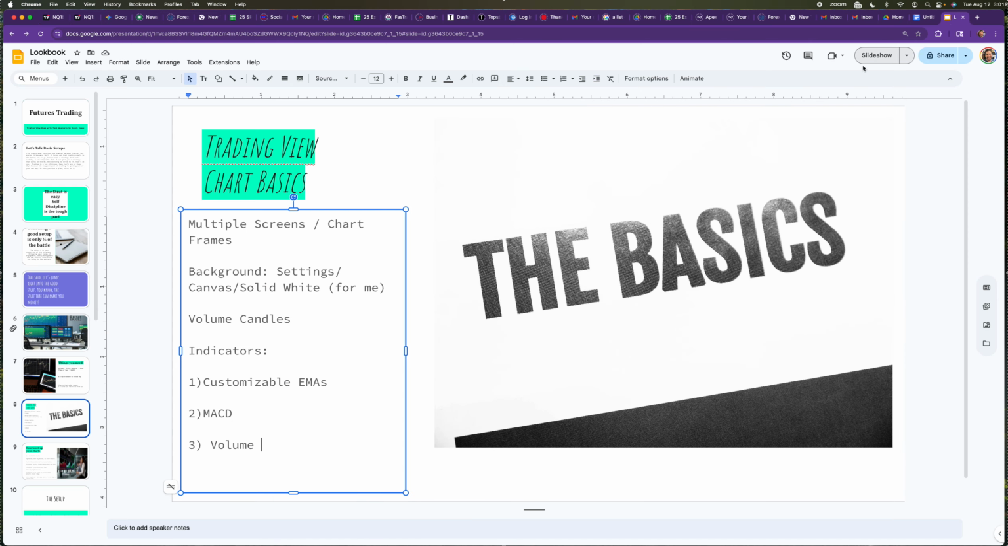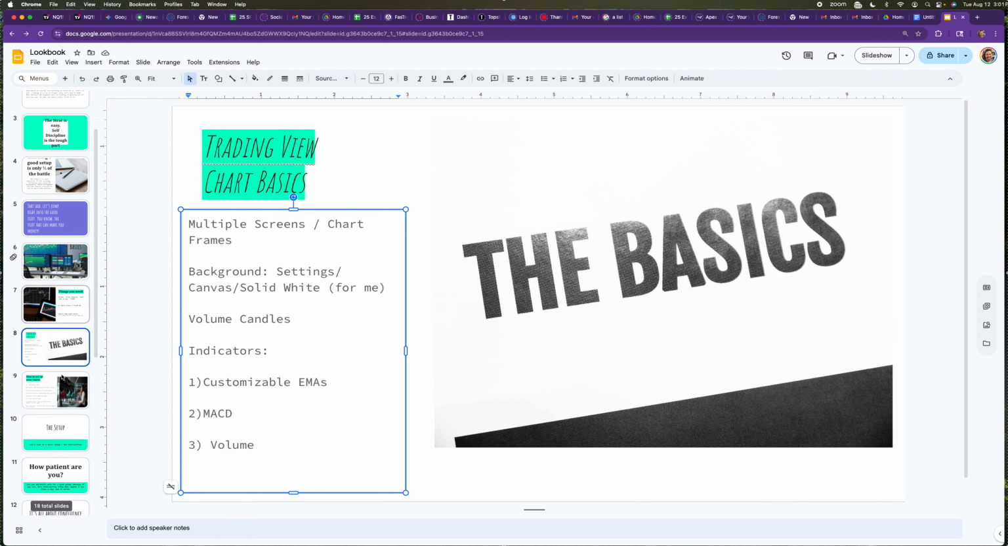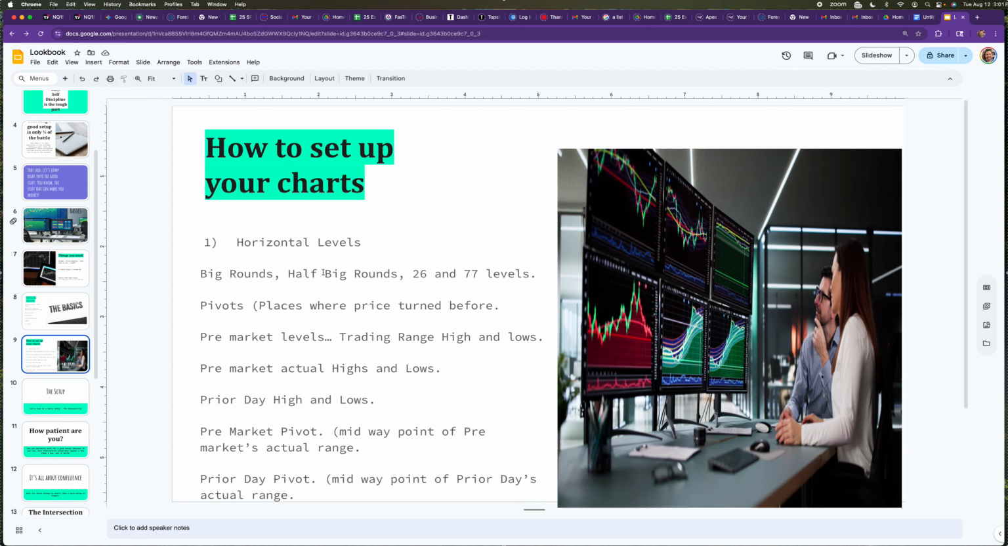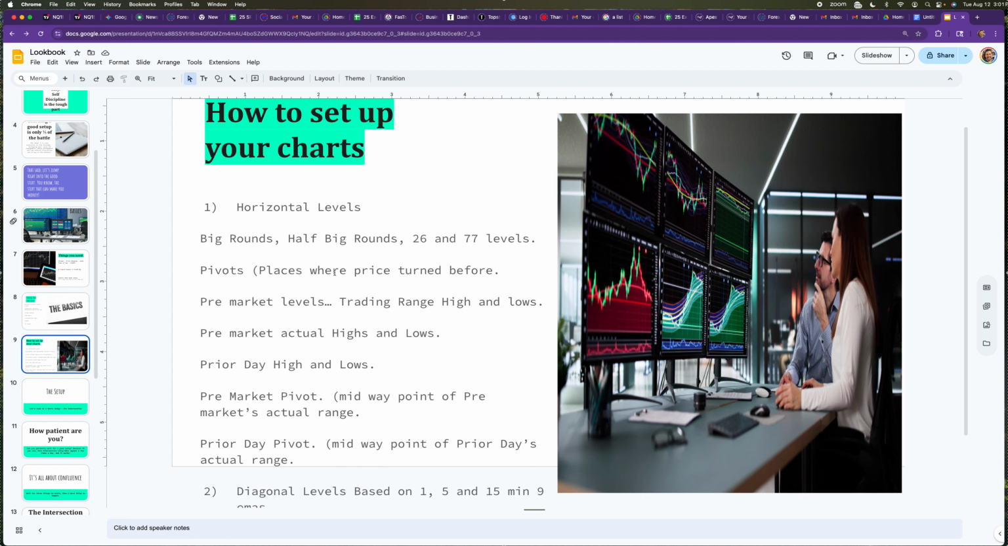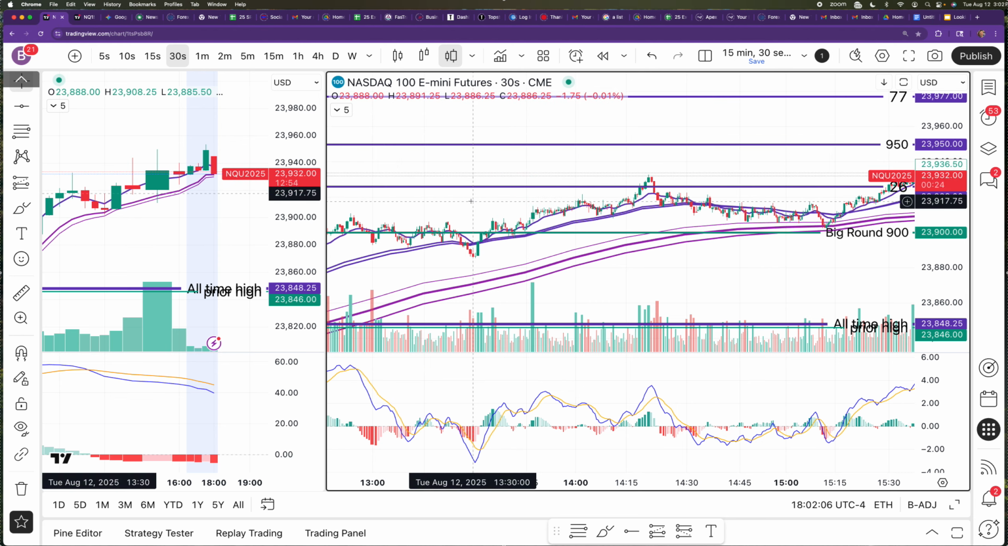Okay? All right, so that goes through the TradingView chart basics. Try to make that quick and easy. So let's talk about how to set up the charts. Setting up your charts is part of the setup strategy. And number one, I do horizontal levels. Number one is horizontal levels.